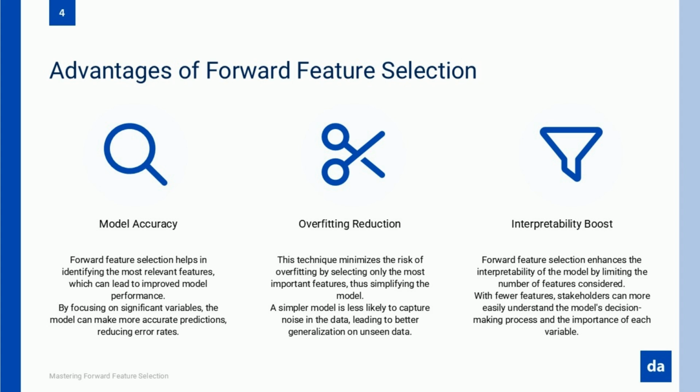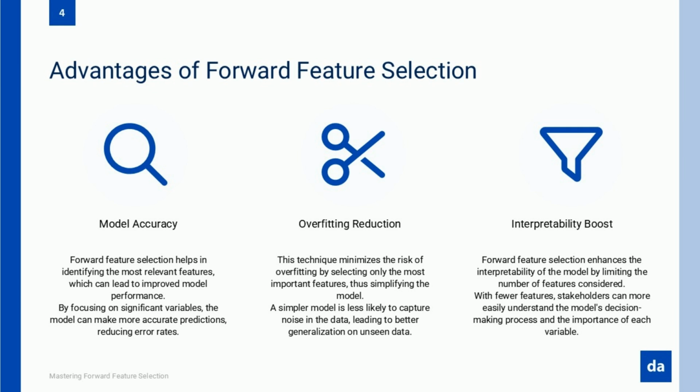And let's not forget interpretability. Ever worked with a model that spits out predictions but leaves you scratching your head, wondering why? A bloated model with hundreds of variables is nearly impossible to explain. But a model with a streamlined set of features? Now we're talking. When stakeholders ask, why did the model make this decision? You'll actually have an answer. And trust me, that's the difference between building a model people trust and building one they ignore.